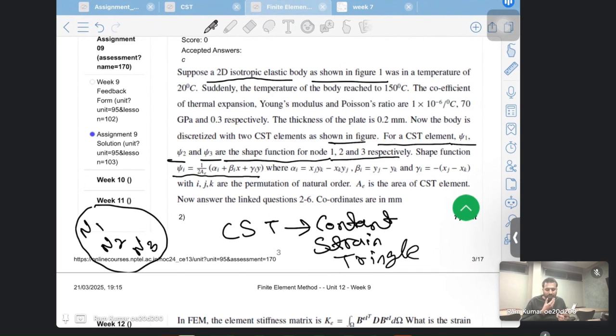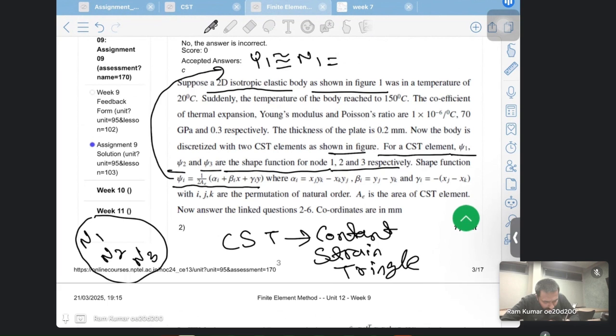We have to find, for example, psi1. What will be psi1 from here, which I will say equals N1? N1 will be 1 by 2A, where A means the total area of that element. Then alpha we call A1 in our terminology, beta we call B1, and gamma we call C1.